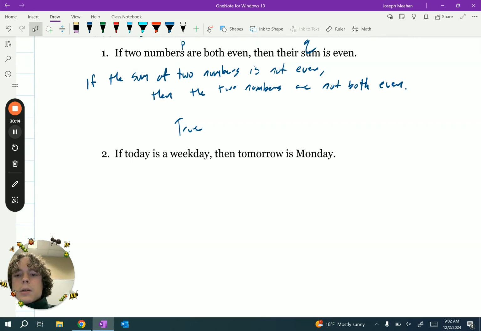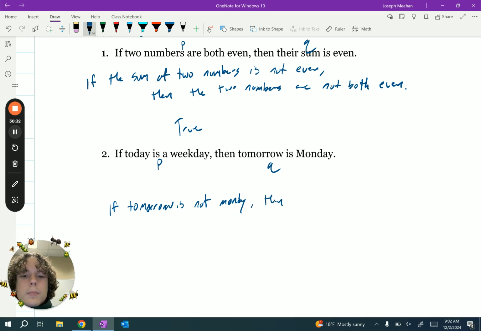Let's look at this one. It says if today is a weekday, then tomorrow is Monday. So if that's P and this is Q, and we're trying to write if not Q, then not P, we're going to write if tomorrow is not Monday, then today is not a weekday.